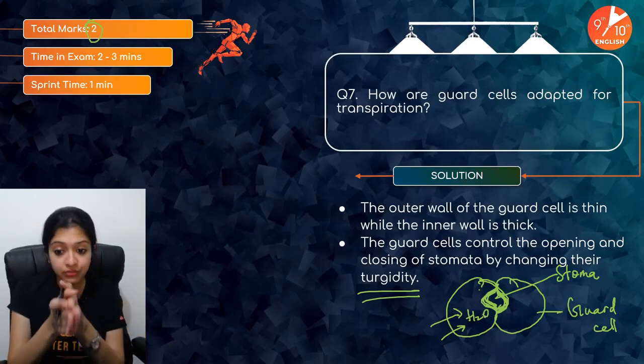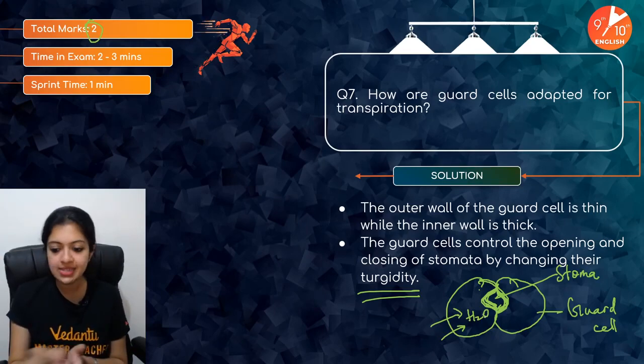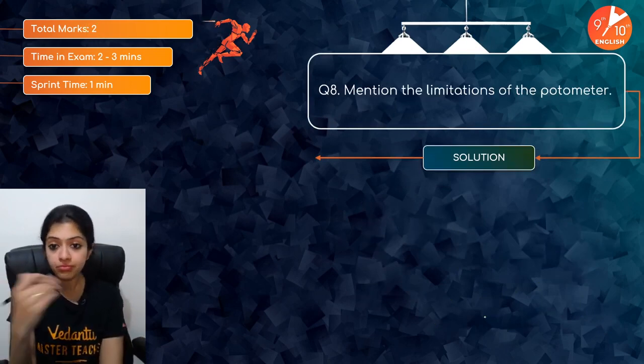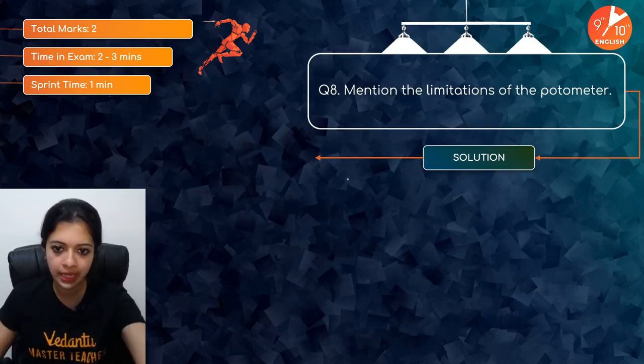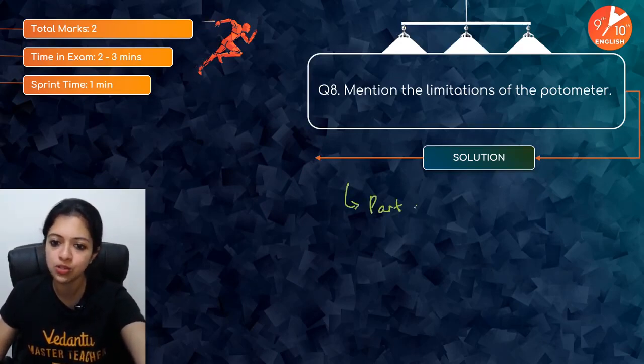Turgidity and flaccidity of guard cells are what matter the most for this. All right. Moving ahead to question number 8. Children, mention the limitations of the potometer. Again, as I told you, this could come as a part of a 5 marks question.